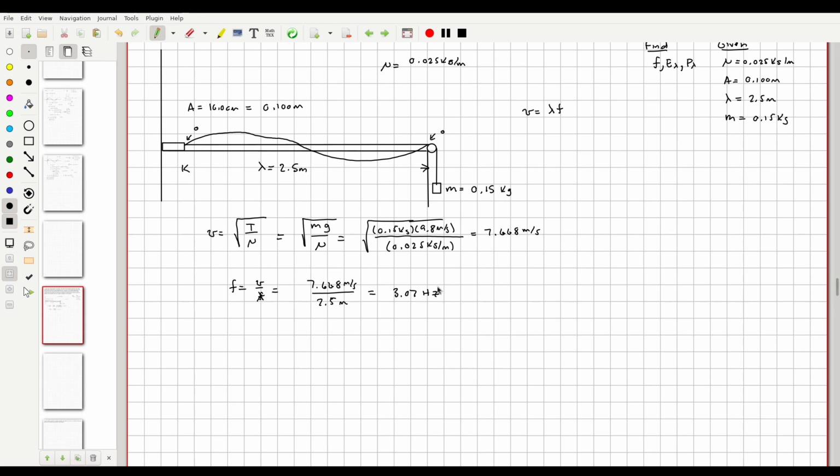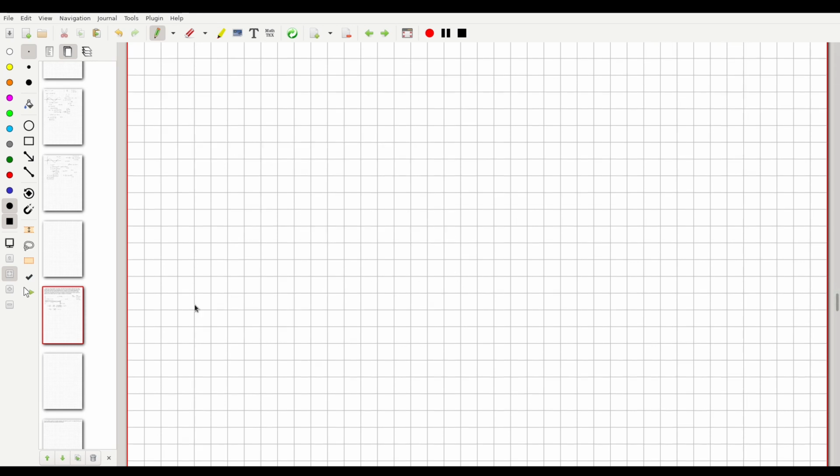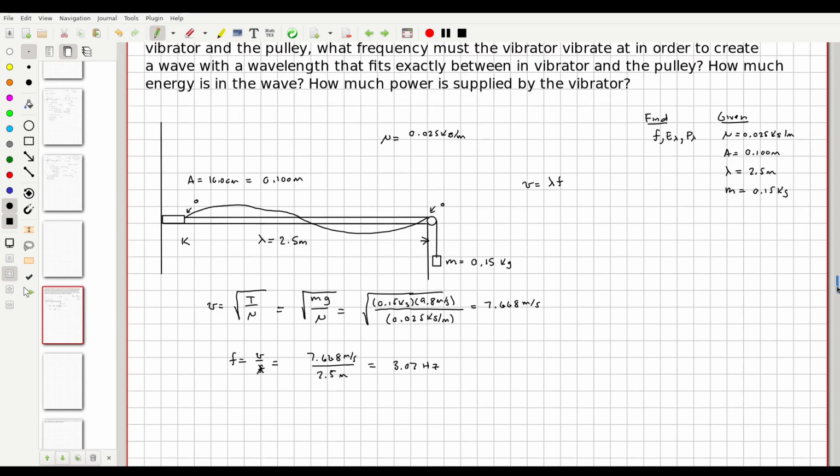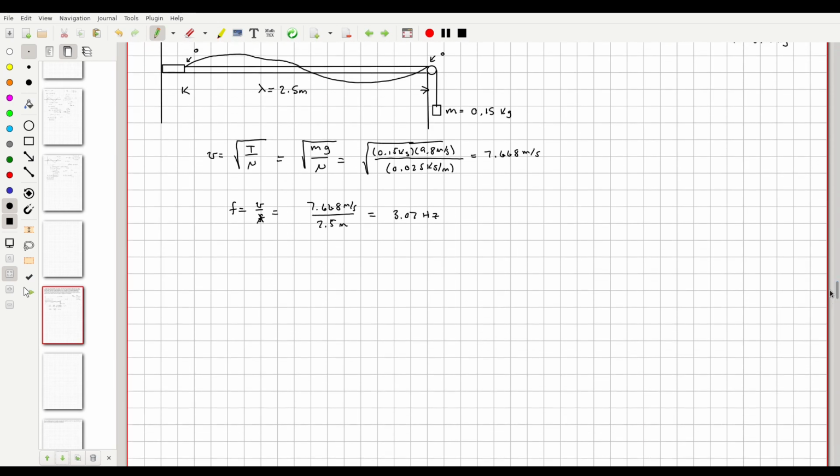Hertz. So it needs to vibrate about, let me go back down there. Sorry about that. It's just sort of fat fingered with my palm there. So if this thing vibrates about 3 times a second, it's going to create the wave that we're looking for.